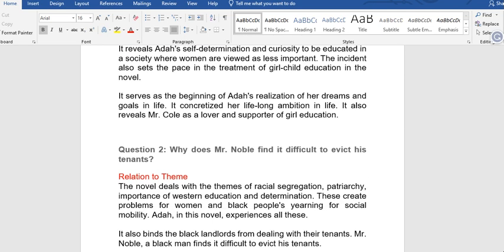It serves at the beginning of Ada's realization of her dreams and goals in life. It concretized her lifelong ambition in life. It also reflects Mr. Cole as a lover and supporter of girl education. So by that, we have done justice to the question.